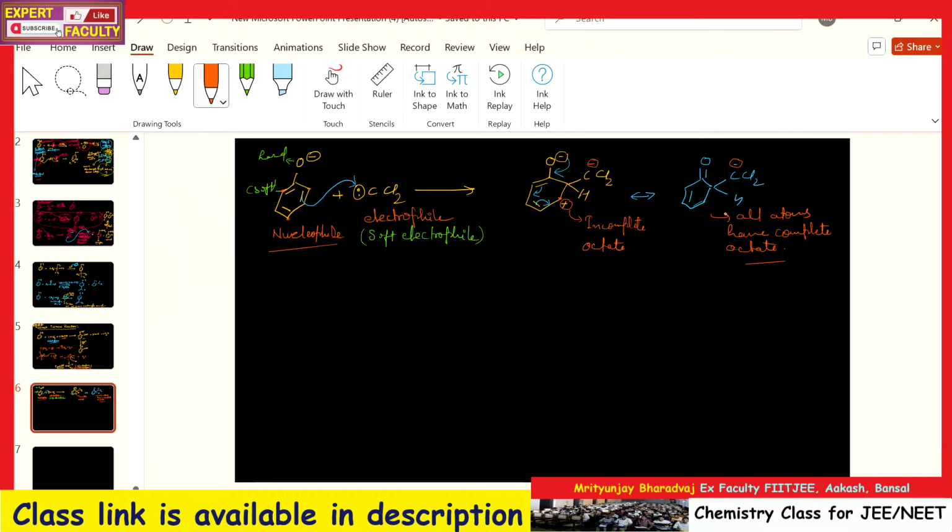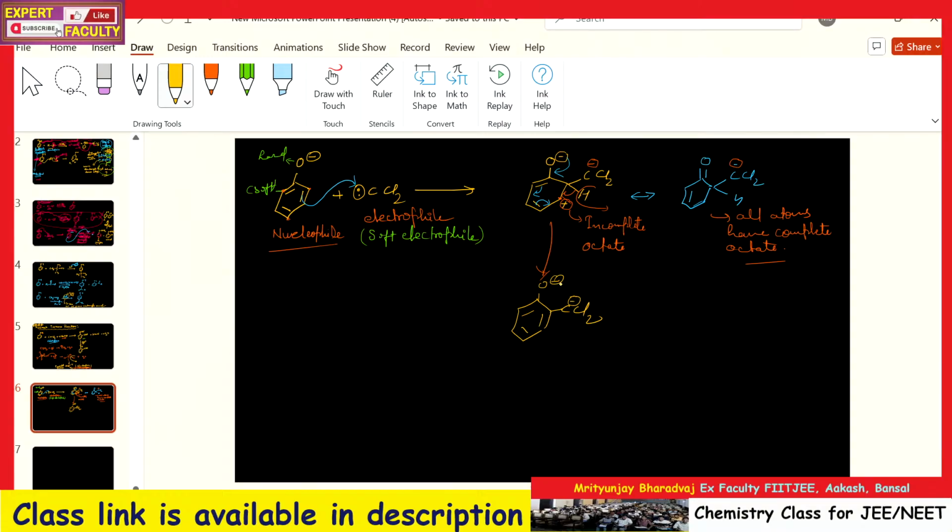Okay. So let's come to the point. So now what will happen? This H will be released. This bond pair will come to the ring. There will be gain of aromaticity, and we'll get O minus, CCl2 minus.